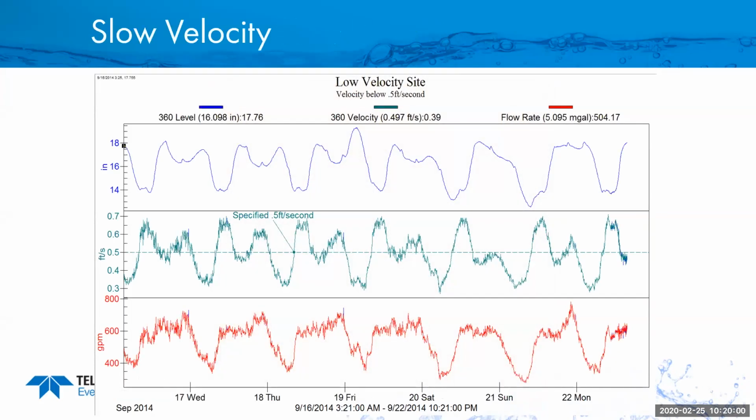Here's an example of a site where we measured down to 0.39 feet per second, and you'll see that dotted line there on the second pane. That's our specified velocity. So our spec is ½ foot per second, and we were reading way down below that. I will tell you that we have applications where we're reading down in the 0.2 foot per second range. So as long as you have something in the water, entrained air, some sort of particle, we can typically pick up a very, very slow velocity.